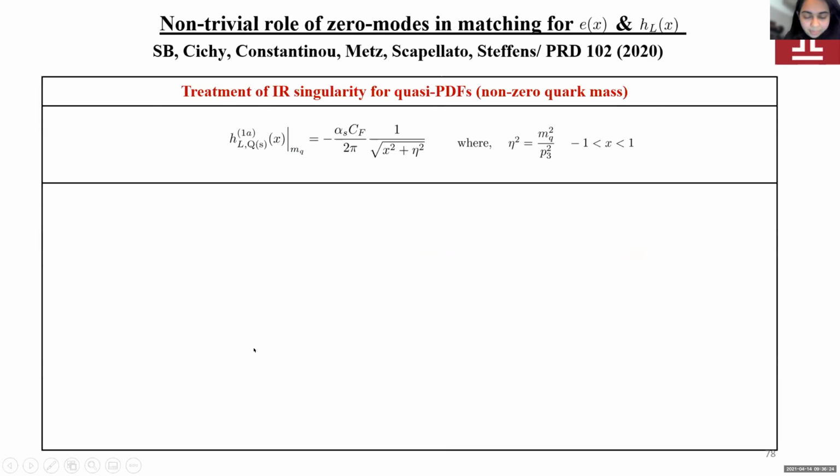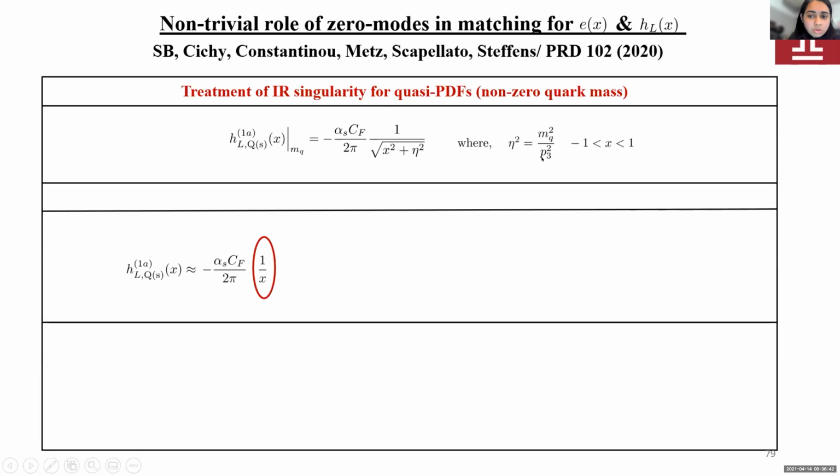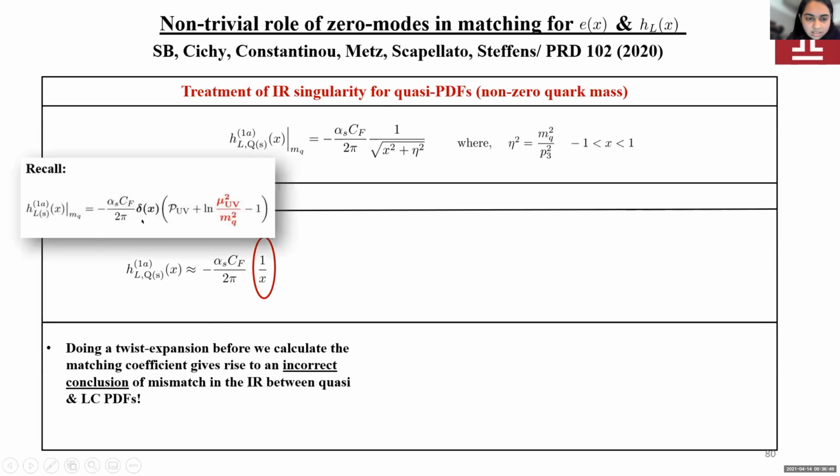So what's going on? Let me just give you one example in the context of working with quark mass. This is your quasi-HL proportional to 1 divided by the square root of x squared plus eta squared, where eta is the ratio of MQ divided by P3. If you take the large momentum limit or do a twist expansion, you get a structure like this, which in no way looks like a delta function times the singularity. So doing a twist expansion before you calculate the matching coefficient tells you that you cannot calculate the matching.